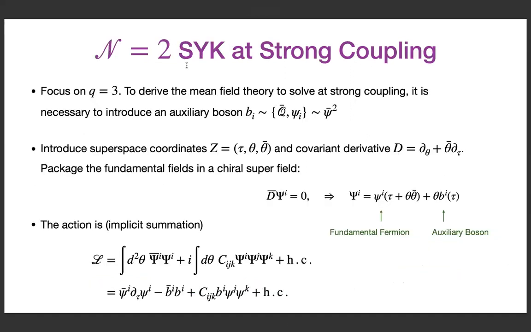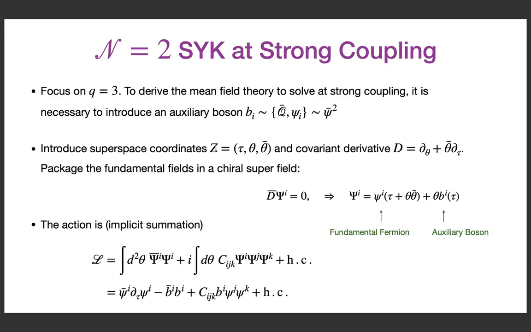Okay, so now we want to solve this model at strong coupling, or equivalently at low temperatures. For simplicity, let me focus on Q equals 3. To derive the mean field theory, we're going to use the same procedure as for complex SYK. We will derive Schwinger-Dyson equations that can be solved. In order to do this, it's necessary to introduce an auxiliary boson so that supersymmetry can be realized linearly. Right now it's realized non-linearly, and if Q acts on psi, then you get some non-linear combination of fermions. But you can define this to be a boson and integrate it in.